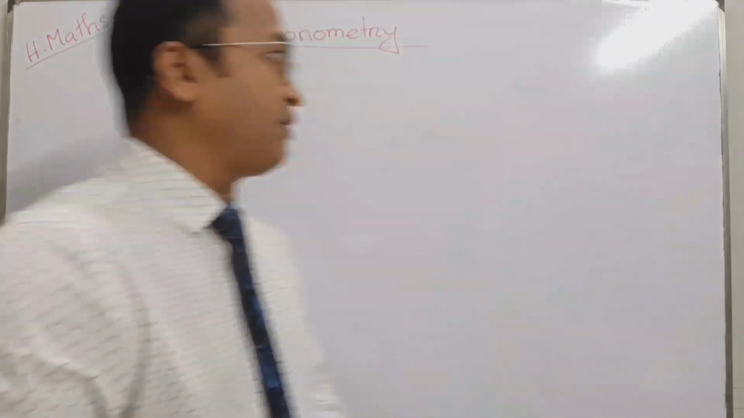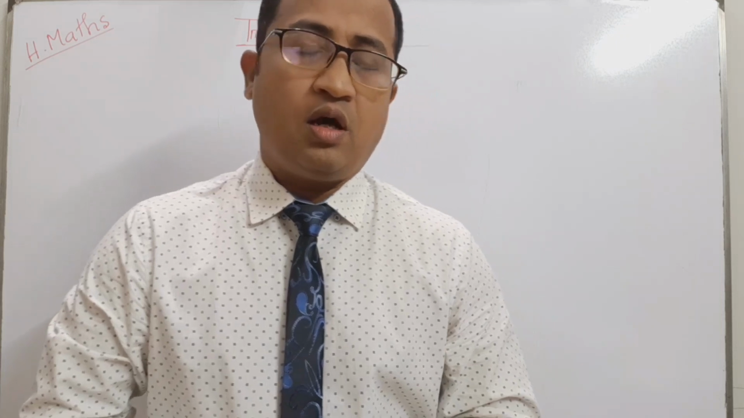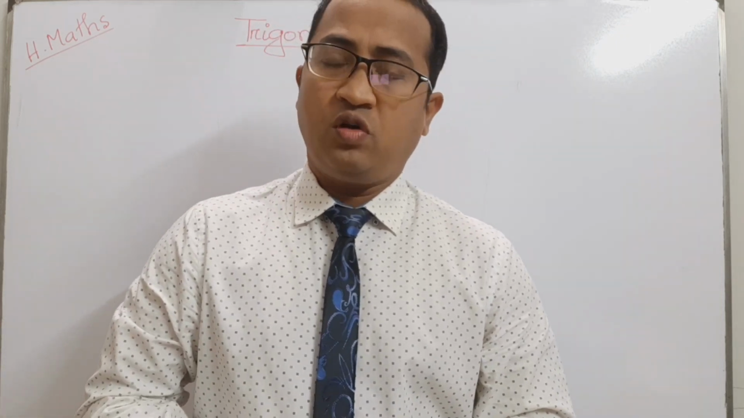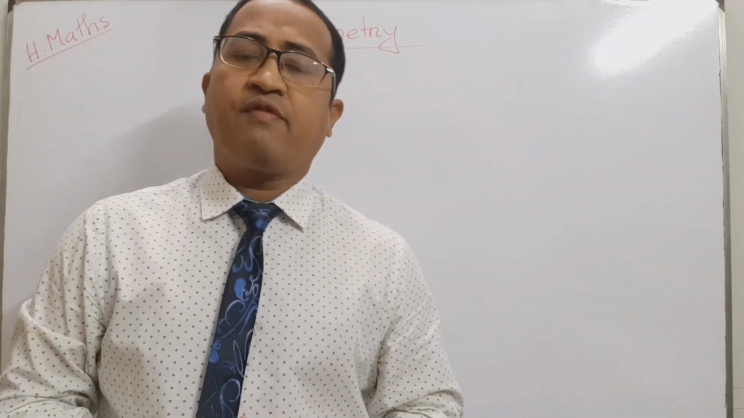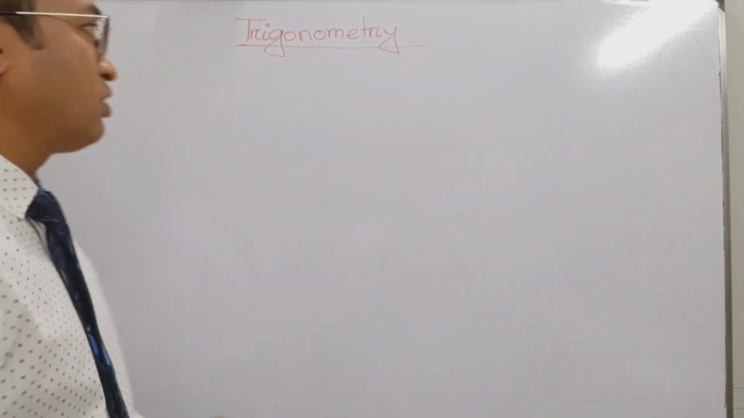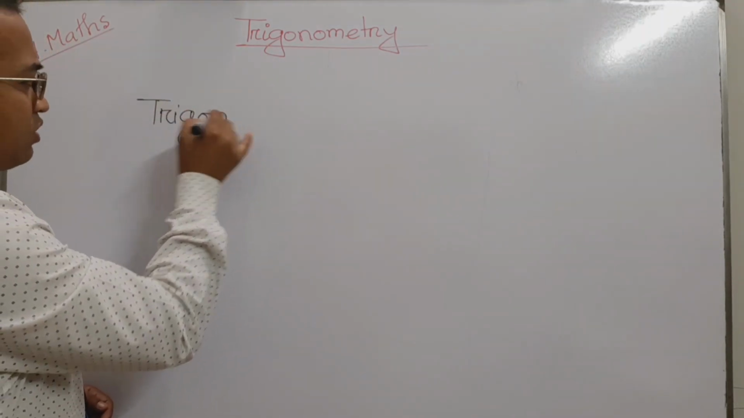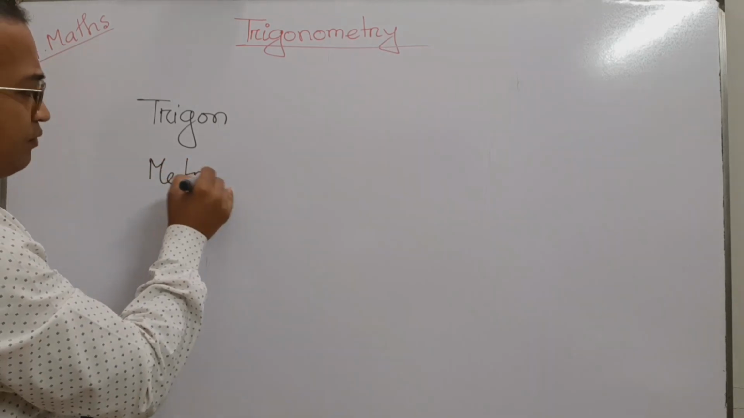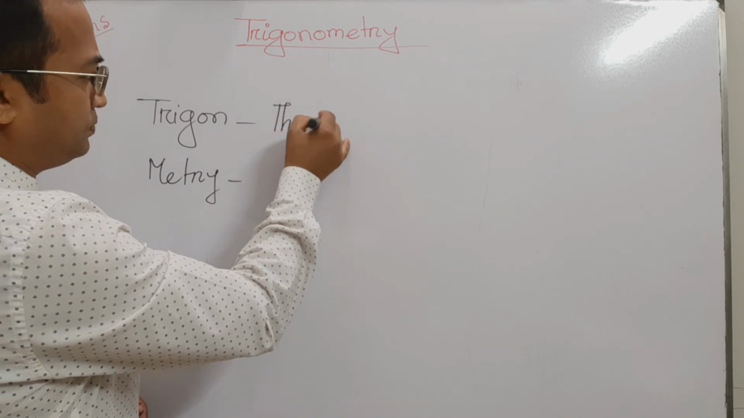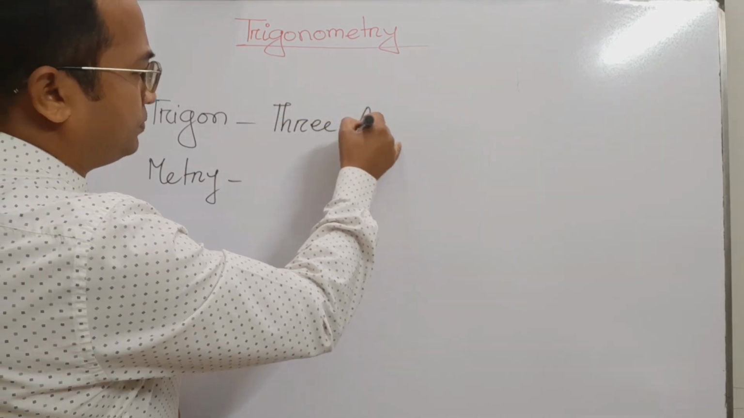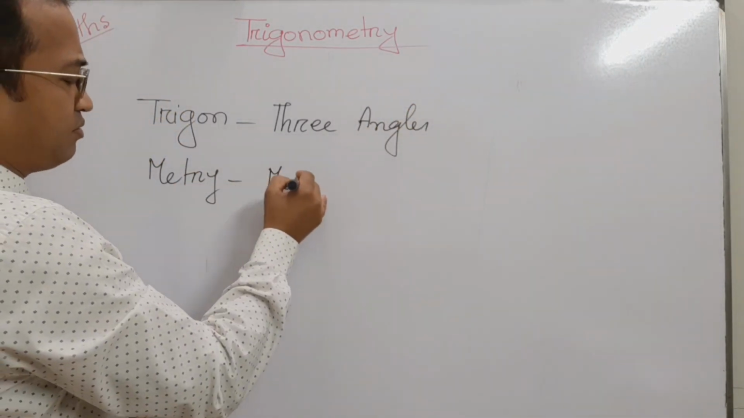Today, I will discuss trigonometry. The basic discussion of this exercise I will discuss today. So, let's start our class. Trigonometry. The word trigonometry is derived from two words, trigon and metry. Trigon means triangle, and metry means measurement, measure.